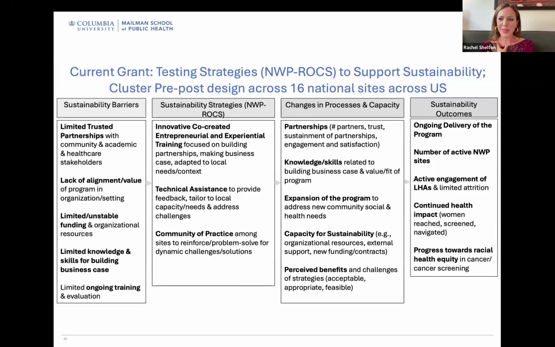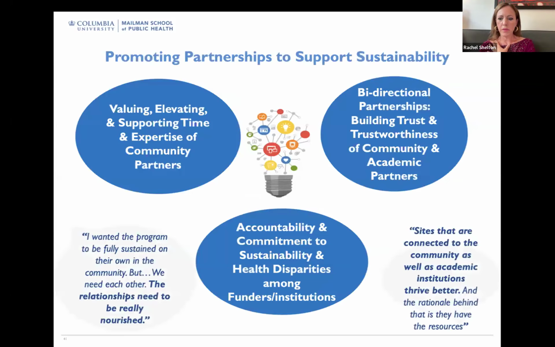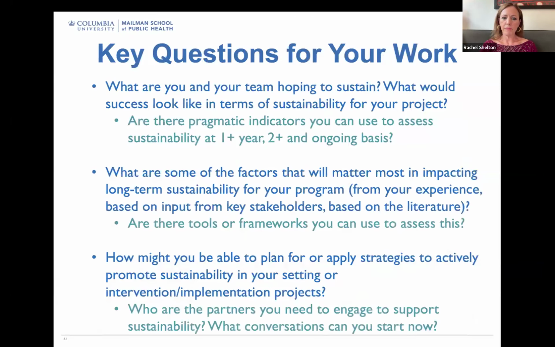So we are right in the middle of this work and really excited to see how that will impact sustainability over time. And I think at the end of the day, a lot of the work on sustainability comes back to relationships, partnerships, and resources. That is a lot of what we're learning from the sites, and really trying to understand how we can learn from them in terms of what those partnerships look like, how they build them, and how the exchange of some of that resources and support happens. So that's some of the work that we're doing moving forward.